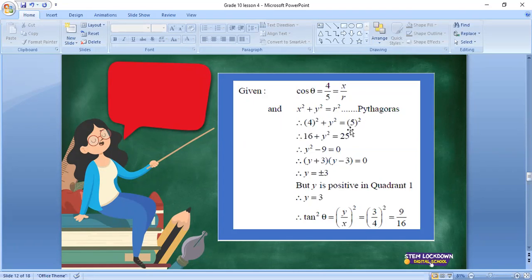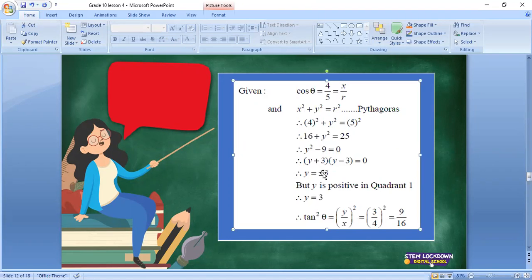To 5 squared. So first, 4 squared is 16, plus y squared equals 5 squared. Bring your 25 in. So anyway, you're going to have y squared minus 9 equals 0. Okay, y squared minus 9. If you bring the 25 in, then I have 16 minus 25, and that'll be minus 9. Okay, so now you factorize this, you can get plus or minus 3.